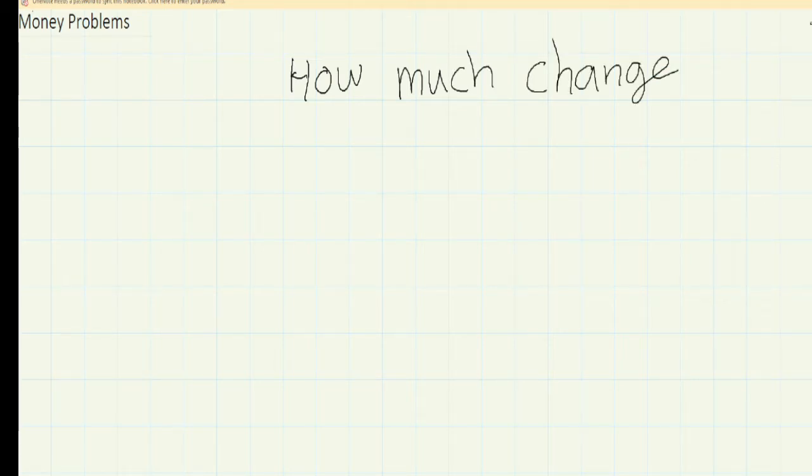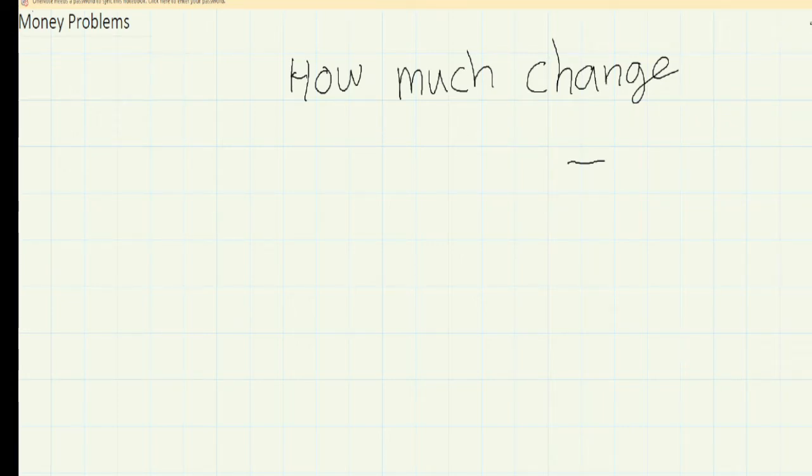Next is how much change problems. How much change do you get? Very common in money questions in maths. How much change? It's basically a minus question. How much change means minus. There's a lot of things that are a trick minus, and how much change is one of them.